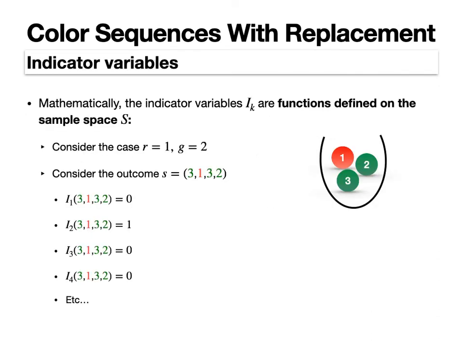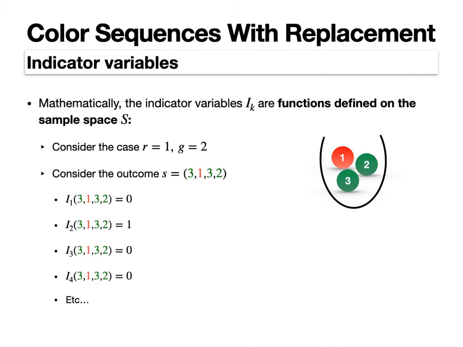We had defined these indicator variables. I sub k is just indicating whether draw k was a success or a failure, 1 being a success, 0 meaning a failure. These things are actually random variables. You'll recall the definition of a random variable is that it's a function defined on the sample space. Well, think about these indicator variables and an outcome of our process. An outcome of our process would be just a sequence of labels, the labels of the balls that were drawn.